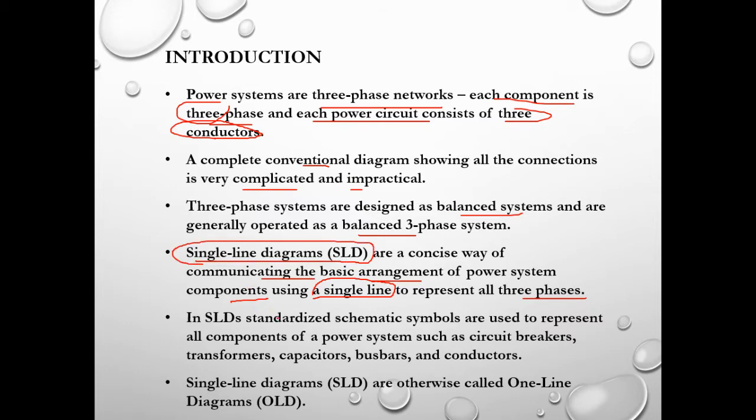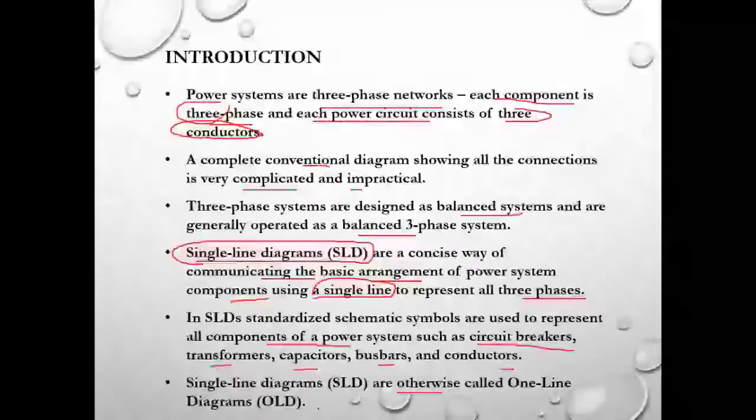Okay. Then in a single line diagram, standardized schematic symbols are used to represent all components of a power system. So we have examples of circuit breakers, transformers, capacitor, bus bar, conductors, generator, etc. All these components are represented by particular symbols which have been accepted all over the world, especially in electrical engineering study. So again, SLD or single line diagrams are otherwise called one line diagram or OLD.